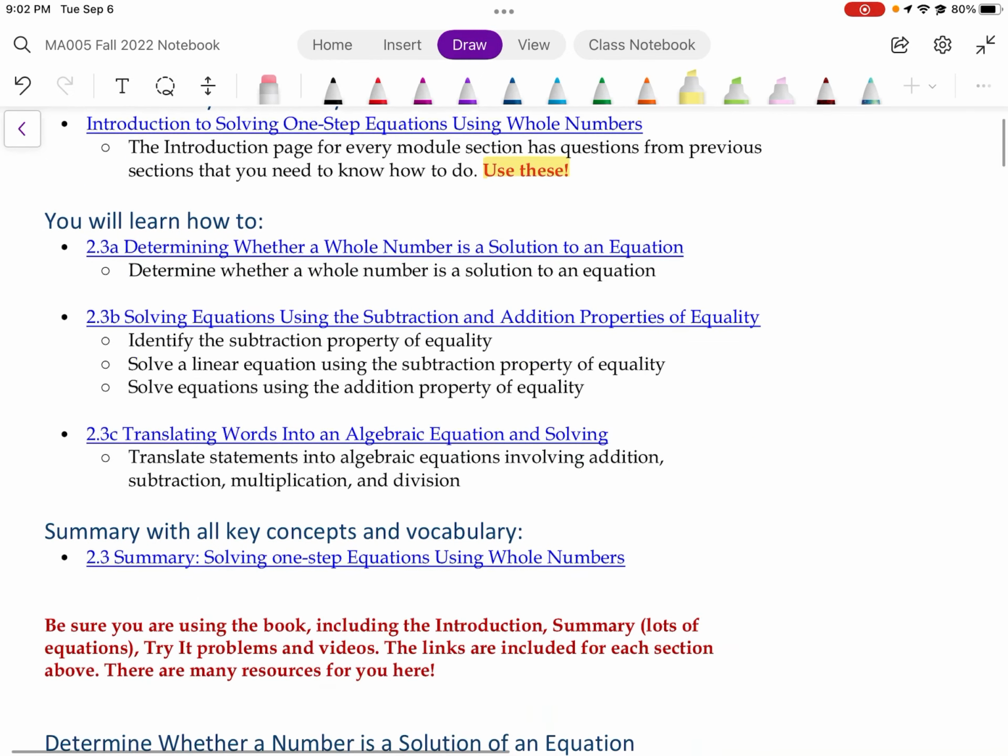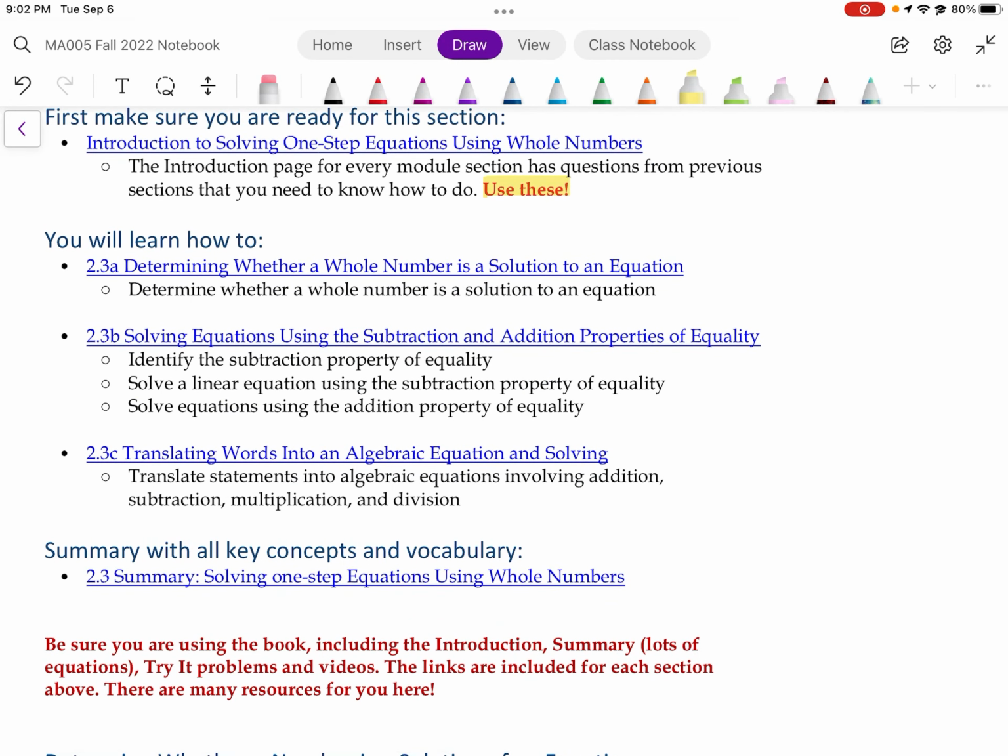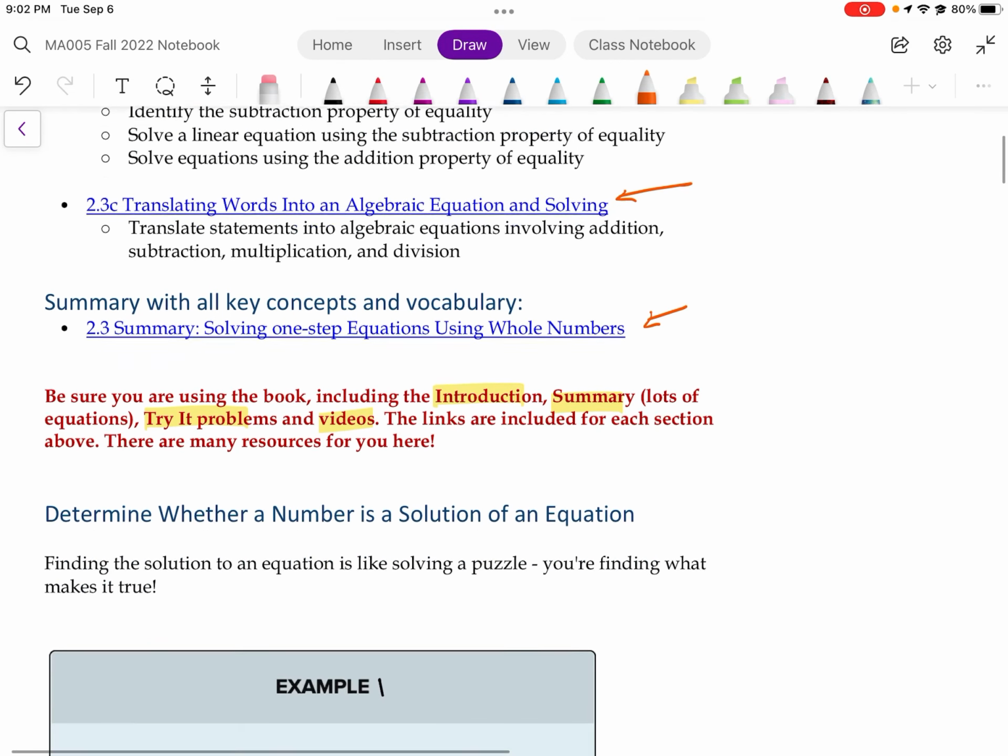All right, so be sure you're using the book, including the introduction, the summary that has lots of equations, the try-it problems, and the videos. The links up above, all of these links right here in blue, those are links to the book in Lumen. So it should take you to the different sections of the book, as long as you're logged in. All right, so there's lots of resources here.